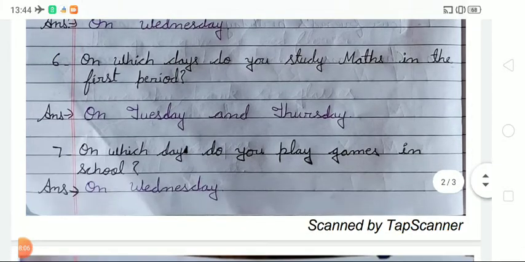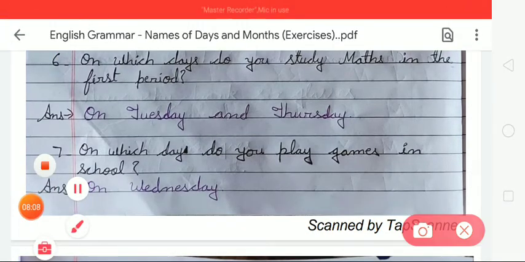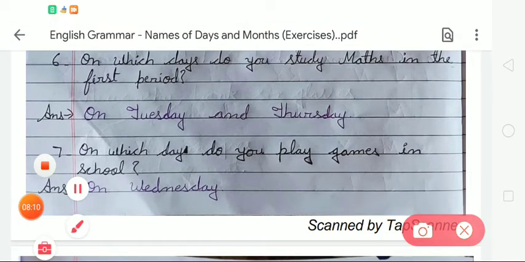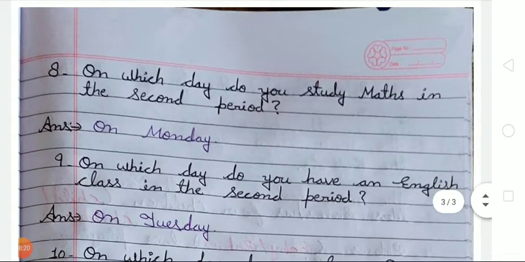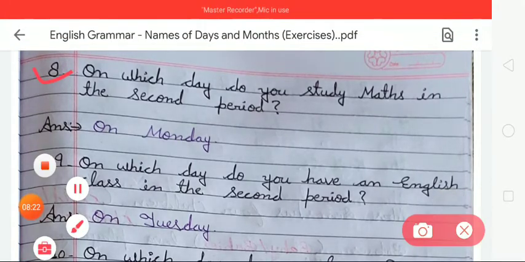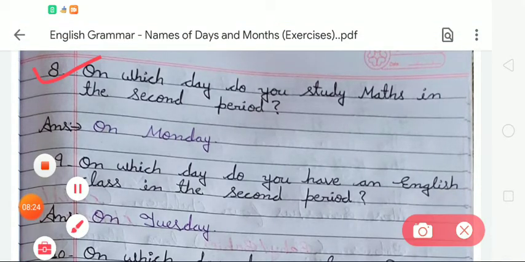Okay, now the next question is question number 7. On which day do you play games in school? So student, the answer will be on Wednesday. On Wednesday. Now the next question is question number 8. On which day do you study maths in the second period? So the answer will be on Monday.